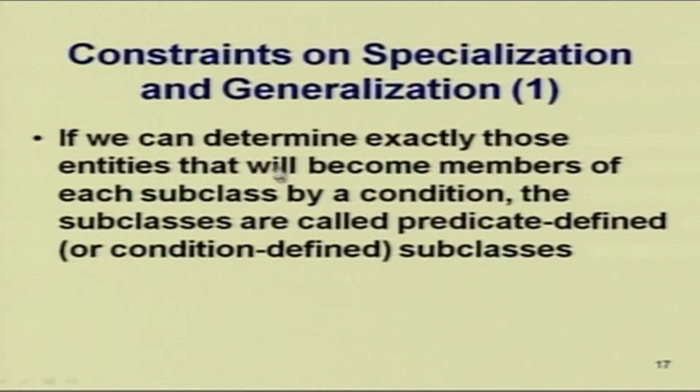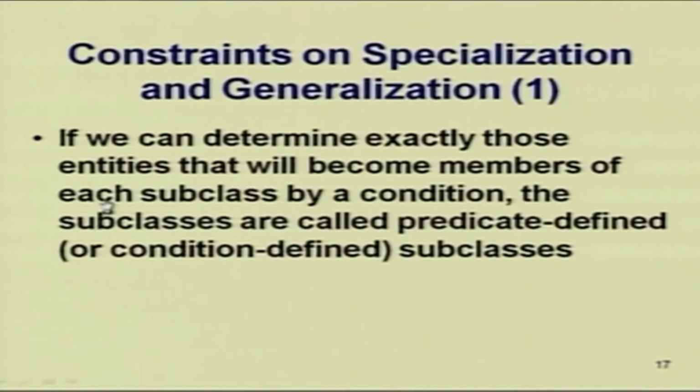Now, before the break we were talking about specialization and generalization. We are going to continue with that, with some additional properties, some of which we have defined, but more in detail. So, first let us look at constraints on specialization and generalization.